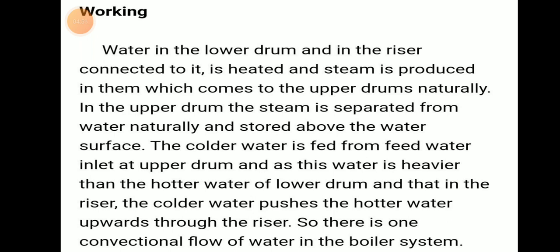So the working: water in the lower drum and riser connected to it gets heated and steam is produced, and due to natural flow it comes upwards. In the upper drum, the steam is separated from water naturally and stored above the water. The colder water is fed from the feed water inlet at the upper drum and is heavier than the hot water of the lower drum, so in the riser the cold water pushes the hot water upward. So there is a convectional flow of water in the boiler system.